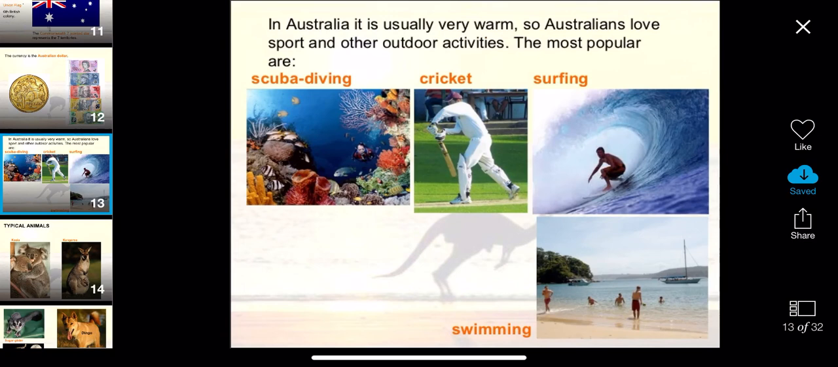And finally, Australian sport. Australia is usually very warm, so Australians love sport and other outdoor activities. The most popular are scuba diving, cricket, surfing, and swimming. However, rugby and American rules football are also very, very popular and are very famous around the world. Great.